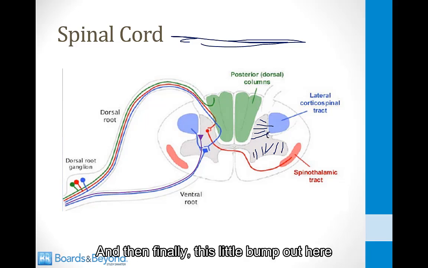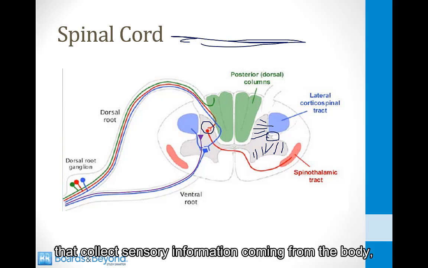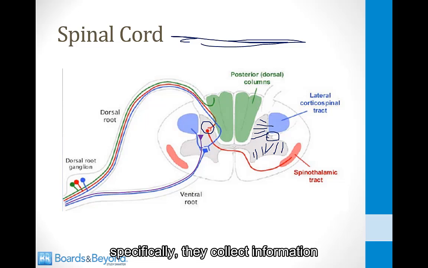And then finally, this little bump out here is called the lateral horn. So there are different cell bodies in each portion of the gray matter. In the posterior or dorsal horn, there are sensory cell bodies that collect sensory information coming from the body. Specifically, they collect information for the spinothalamic tract on pain, temperature, and touch. We'll talk more about that in a minute.